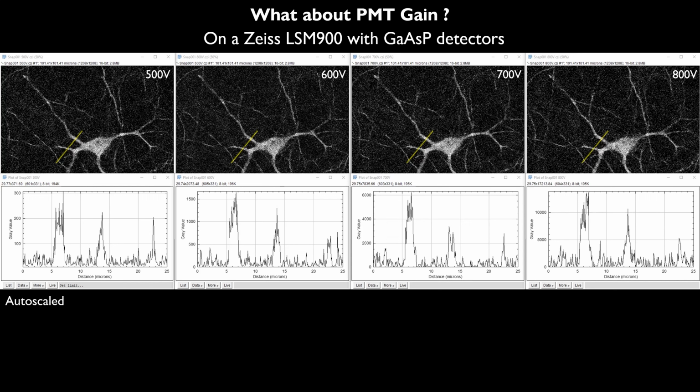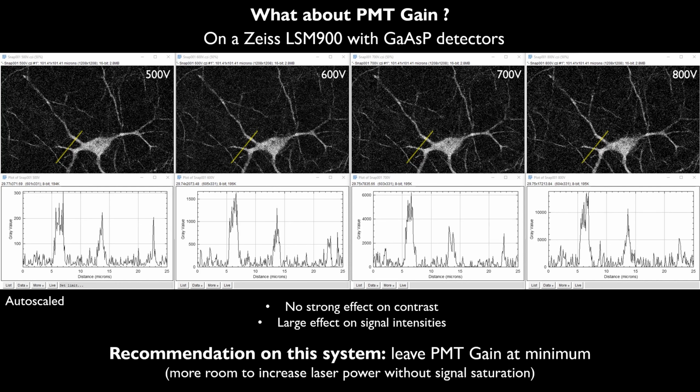And so if you're in a situation like this, where increasing the photomultiplier tube gain increases the brightness but doesn't increase the quality, so again, no effect on contrast, but a large effect on signal intensities, the recommendation on these systems and on systems that behave similarly is to leave the PMT gain at the minimum, which in this case is 500 volts for these gas detectors. And the justification is that this will give you more room to increase the laser power without signal saturation.